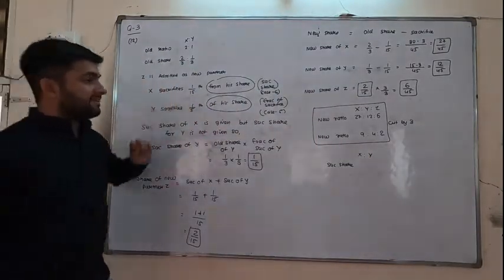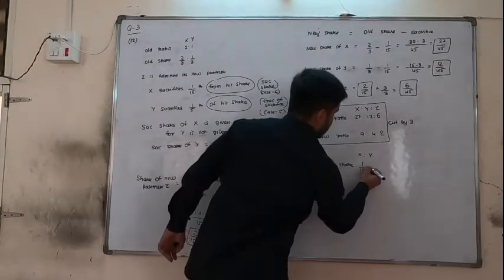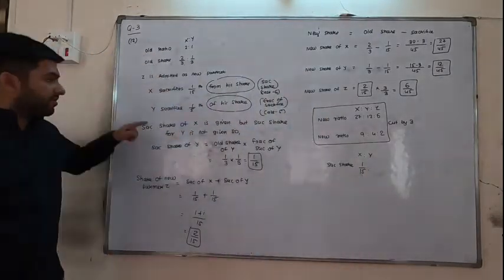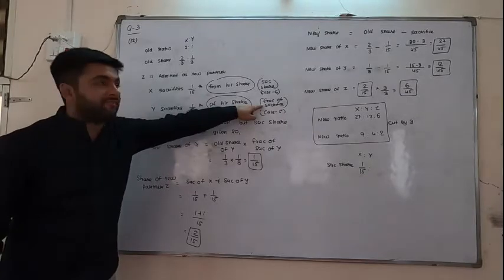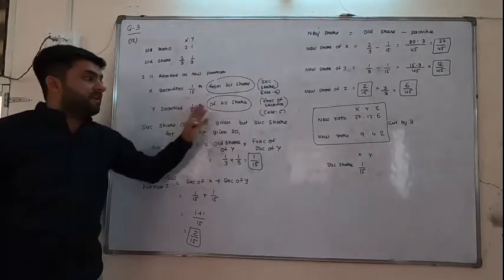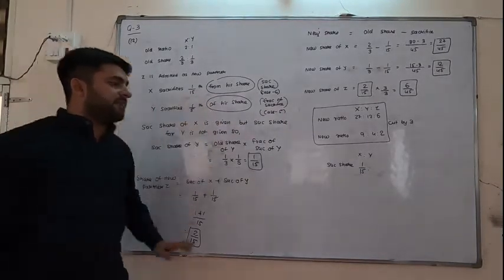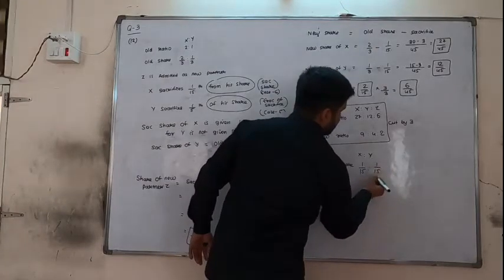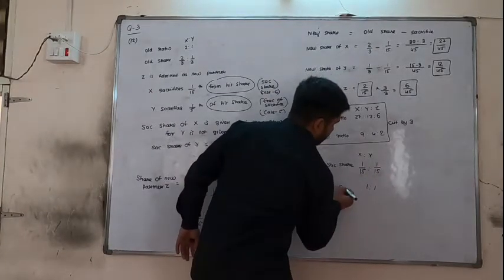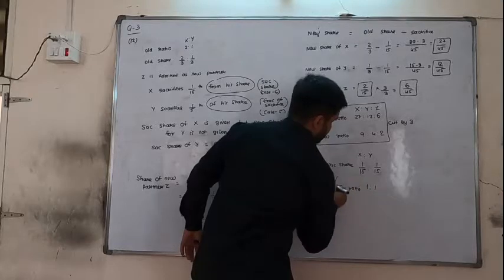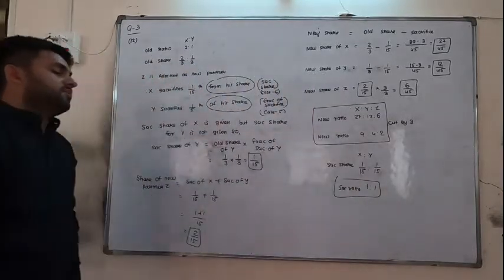Then between X and Y, sacrifice share. For X it is directly given, 1/15. For Y don't write 1/5 because it is only the fraction of sacrifice. For X it was given ready, for Y it was not ready, so we found it is 1/15. Don't make this mistake, otherwise it will be totally wrong. So the sacrifice ratio between them is 1 is to 1.